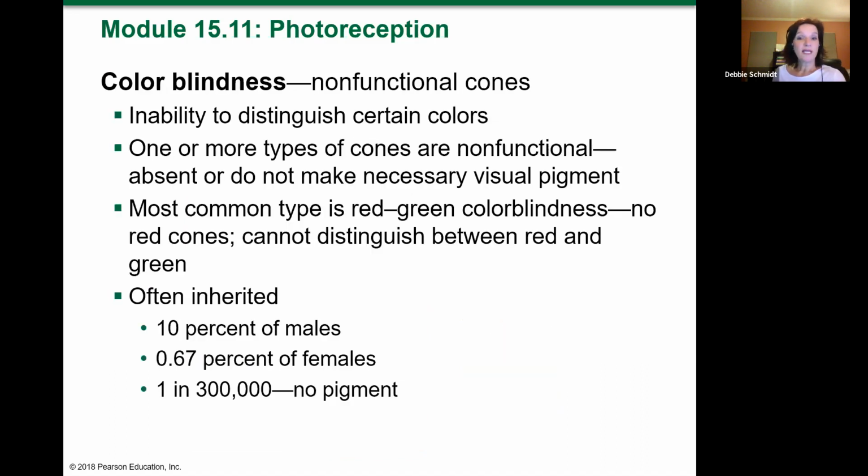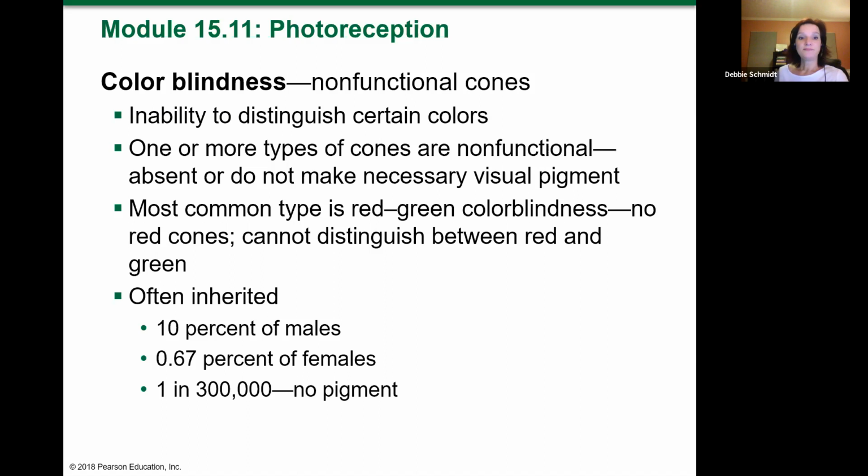Color blindness exists, and it's because we have cones that don't function properly, so they can't distinguish certain colors. Now, complete color blindness is pretty rare. Most people have a problem with one or two of the receptor types.